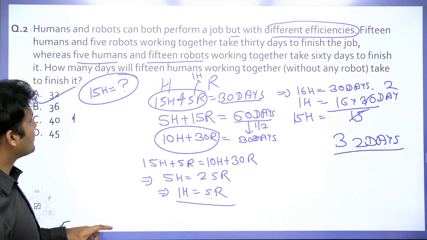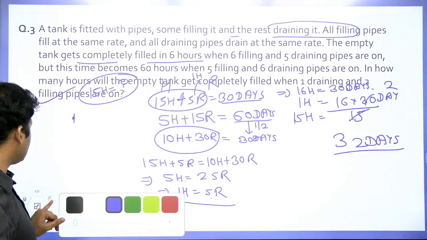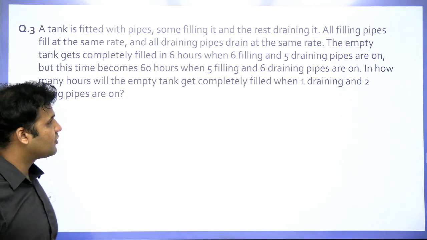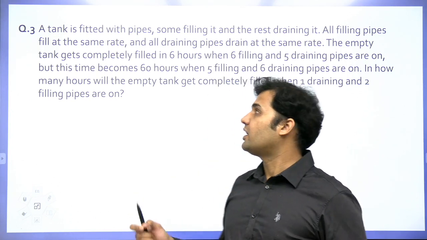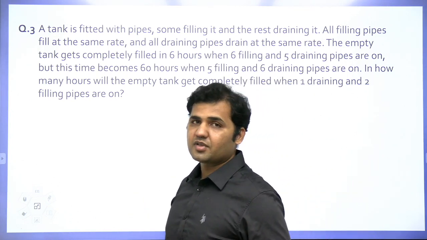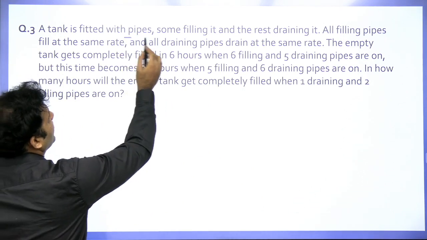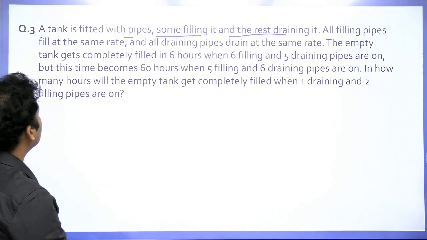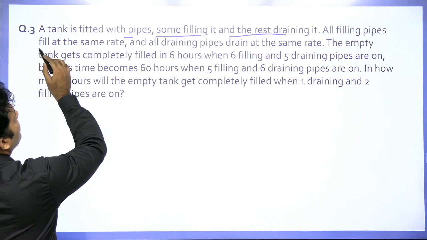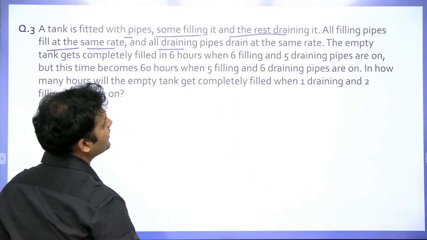Now let's go to the next question, guys. Question number 3, as you can see, is also the same type of question that we have just discussed, but here the pipes, the filling taps and the draining taps, are working. What do we have in this question? A tank is fitted with pipes, some are filling and the rest are draining. All filling pipes fill at the same rate and all draining pipes drain at the same rate.